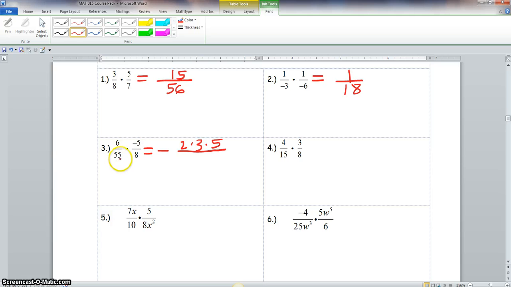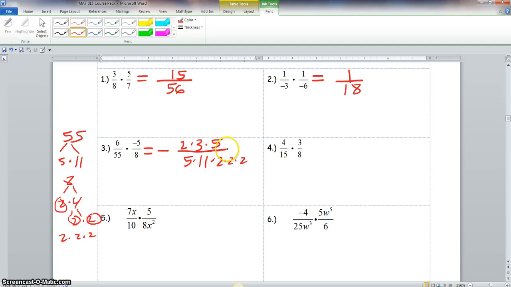Our denominator, the prime factorization of 55, we could go to the side. That's 5 times 11. And the prime factorization of 8, we can still go to the side. That's 2 times 4, and then 2 times 2. So we had 3 2's here. So we could write those 3 2's here.